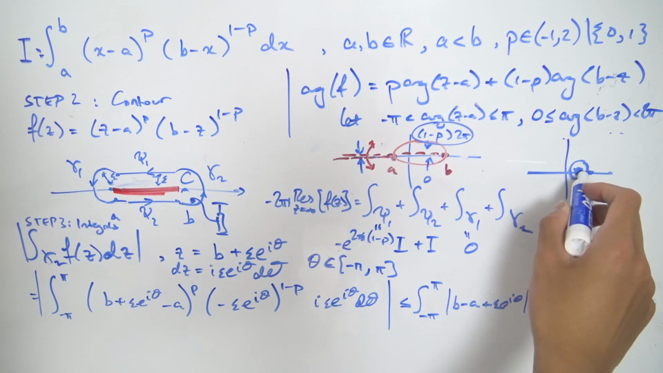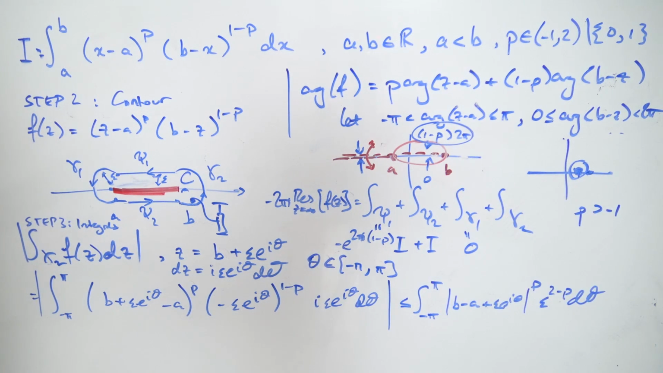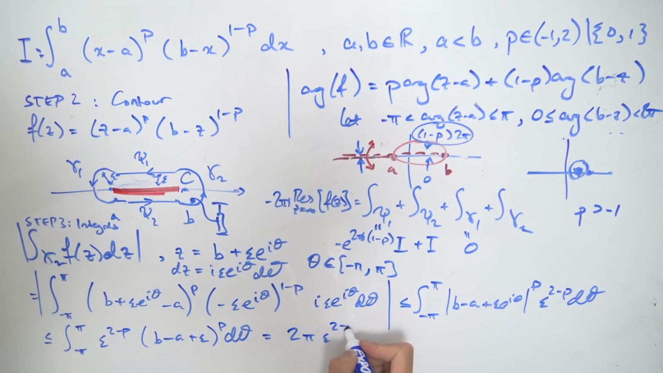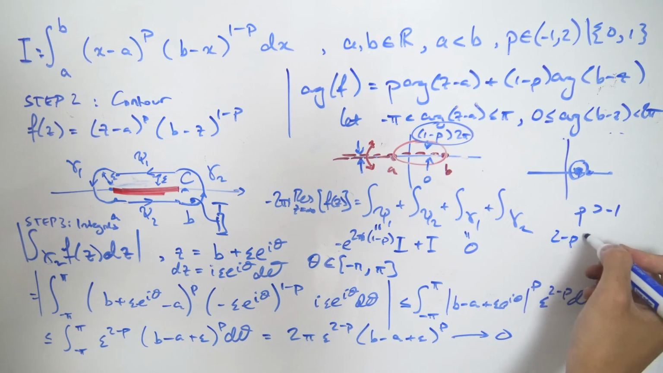And again, we want to find the maximum value of this absolute value. So b minus a is again over here. Maximum value will be b minus a plus epsilon, which lands us at this point on the circle, which is the furthest away from the origin. So this is now bounded above by the integral from minus pi to pi of epsilon to the 2 minus p times b minus a plus epsilon to the pth power d theta. And this is very easy to evaluate. It's going to be equal to 2 pi epsilon to the 2 minus p times b minus a plus epsilon to the p. And then as epsilon approaches 0, this is going to be 0 in the end anyways, provided that this 2 minus p is positive.